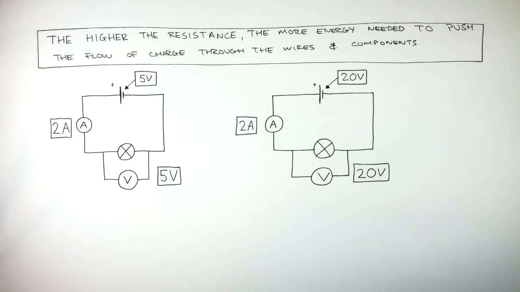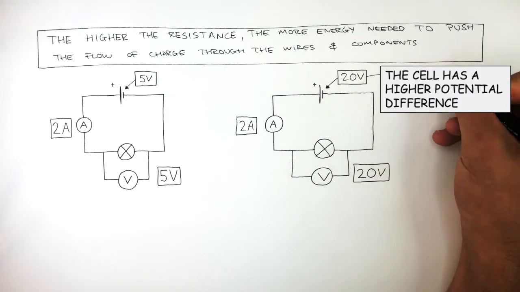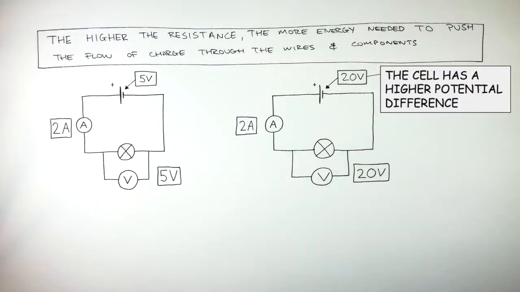We can see in the circuit on the right, the cell has a higher potential difference. Yet in both circuits, the ammeter shows the current is 2 amps. Therefore, a higher potential difference of 20 volts to achieve the same current of 2 amps means there is a higher resistance in the circuit on the right compared to the circuit on the left.